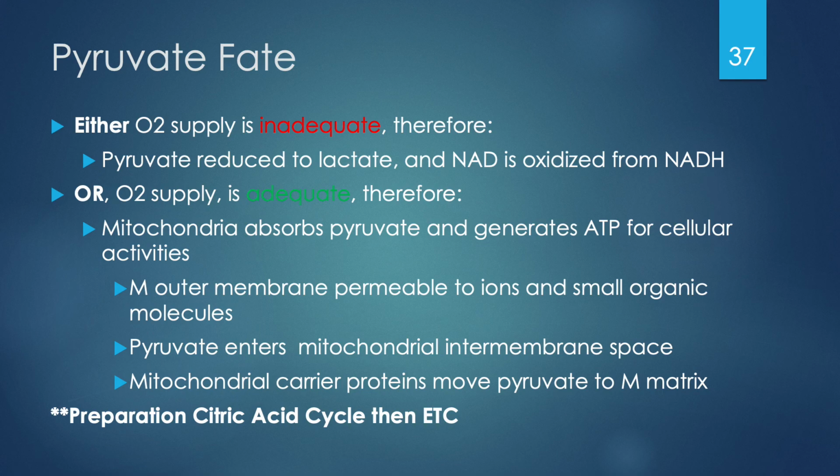Or, if the oxygen supply is adequate, then the mitochondria is able to absorb the pyruvate and will be able to generate ATP for cellular activities. And why is this? Because oxygen is required for every step beyond glycolysis because it happens in the mitochondria. So in this case, the mitochondrial outer membrane will be permeable to ions of small organic molecules, and the pyruvate fits that category. So these pyruvates are able to enter the mitochondrial intermembrane space, and then mitochondrial carrier proteins are going to move the pyruvate into the mitochondrial matrix. Now, all of this is in preparation for the citric acid cycle and then the electron transport chain.